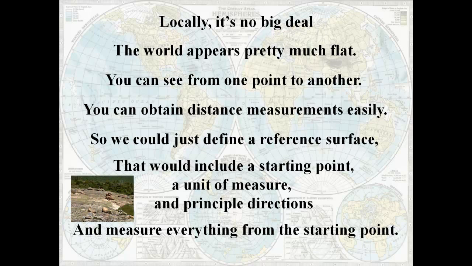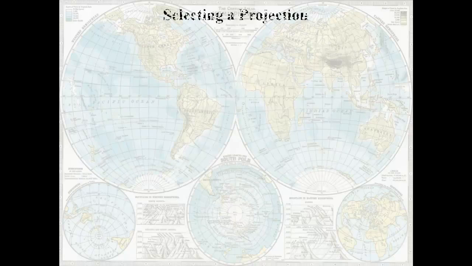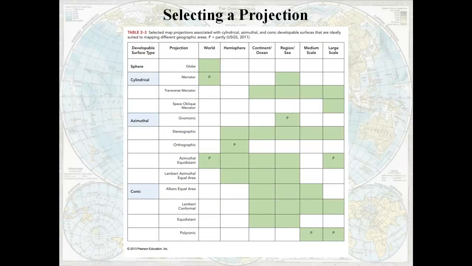Okay, so you remember this from an earlier video. Locally, it's not a big deal. You can see things. It's easy to measure things. We just define the surface, and everything's good to go. But we need to select a projection if we're going to go anything larger than just locally. And so selecting a projection becomes kind of a two-step process. The step that you first need to consider is what the scale of your map is going to be, the geographic scale. How much area is your map going to cover?